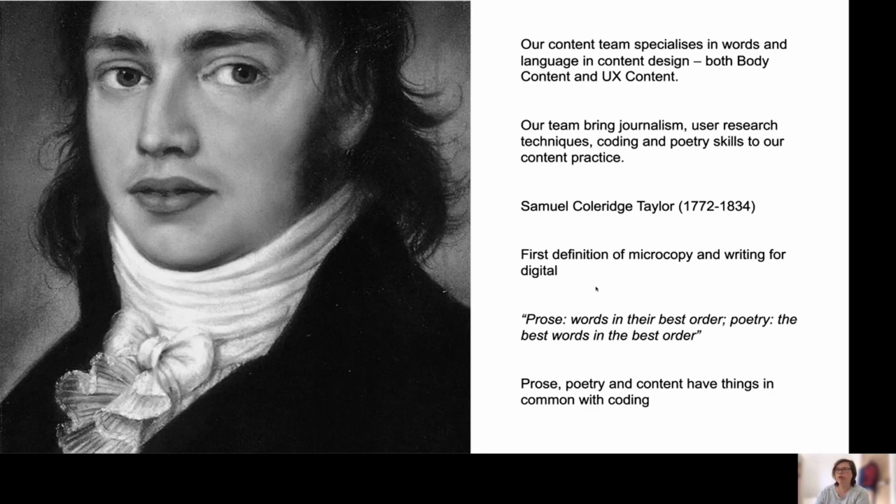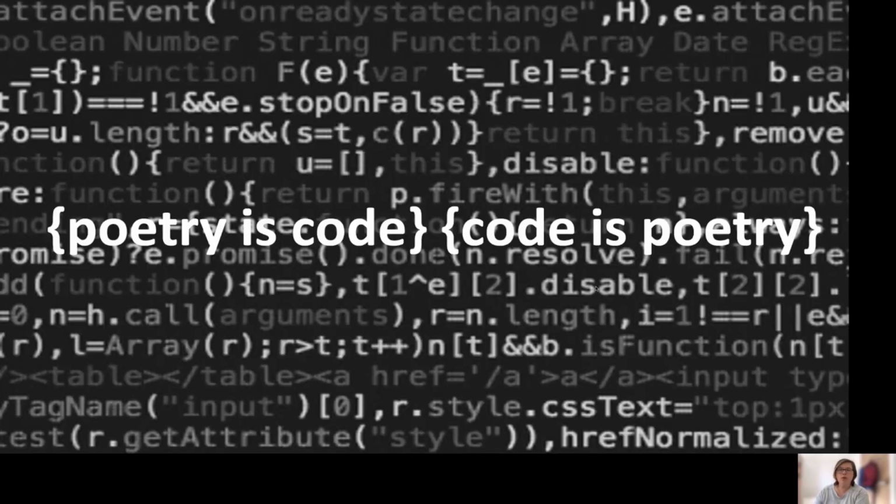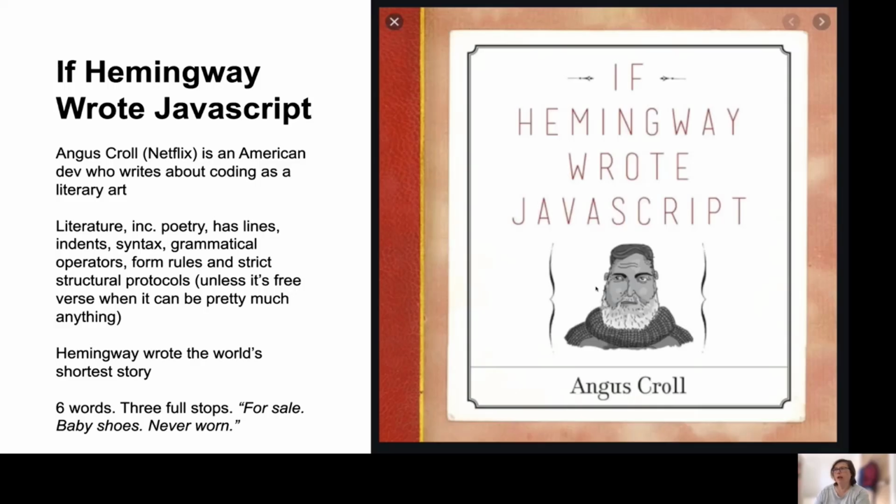There's a lot going on which is similar between code and poetry and design, and that's something we embrace at Nexa, and we use it to explore our content practice. So we see poetry as code, and we see code as poetry, and that's something we really believe in and are committed to. And it's not just us. There's a community of practice that is interested in the semantics of poetry as well as code. And there's a dev who works at Netflix called Angus Croll, and that's the cover of his book, If Hemingway Wrote JavaScript. And it's a really interesting book.